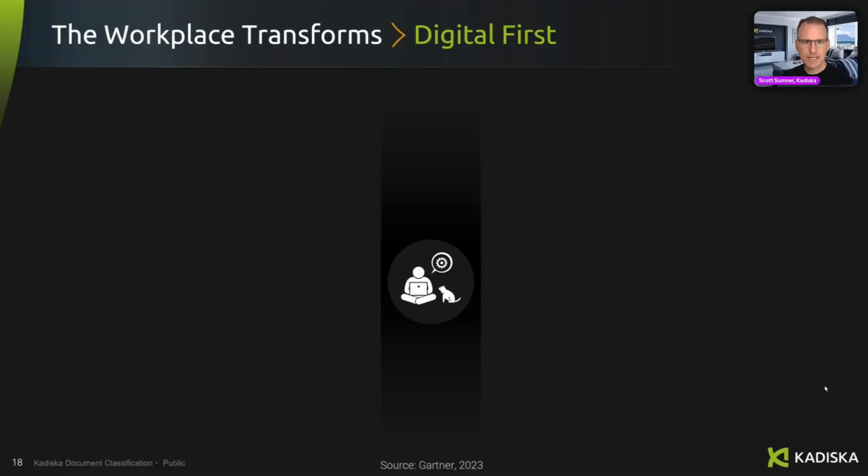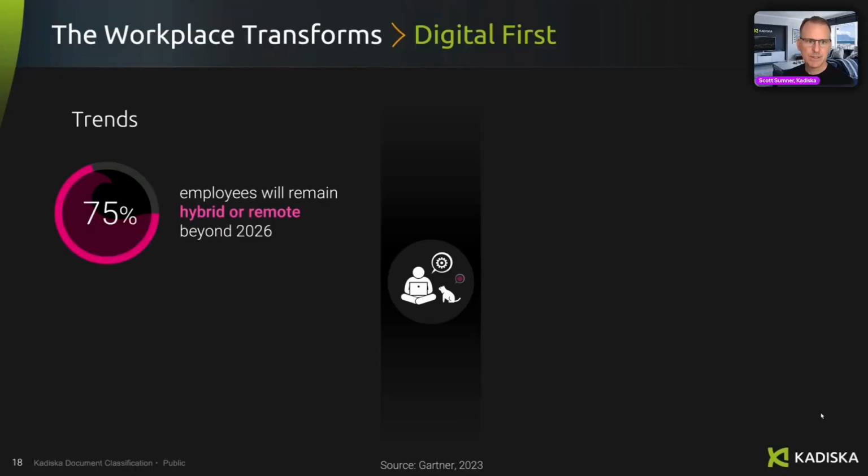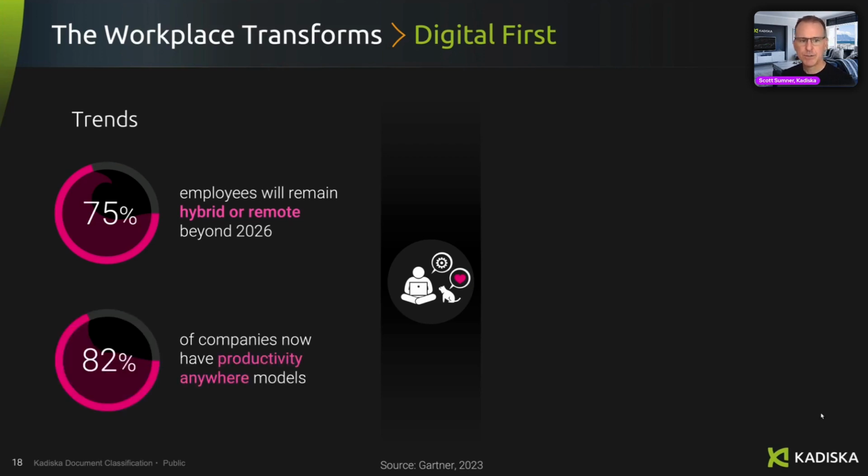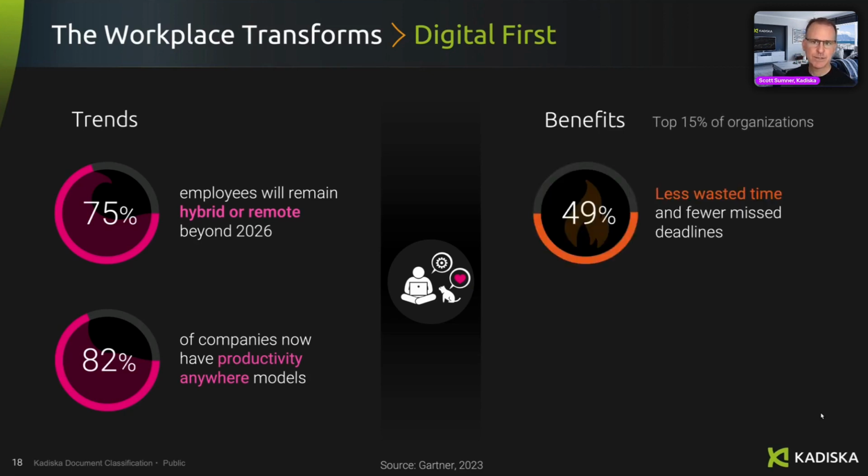Take a look at where we're at today with the digital workplace. And really, as I mentioned, it's something that's ingrained itself deeply into the new method of working for enterprises globally. So calling up the statistics here from Gartner's most recent report a couple of months ago, 3/4 of employees will remain hybrid or remote for the next few years. The trend is not weakening, and 82% of companies have productivity anywhere models, and they're doing this to try to attract and retain and engage employees.